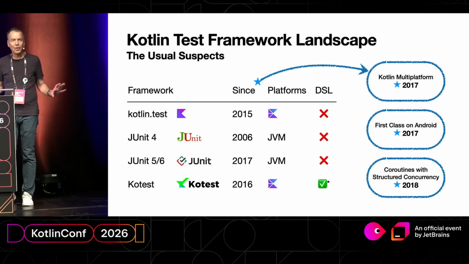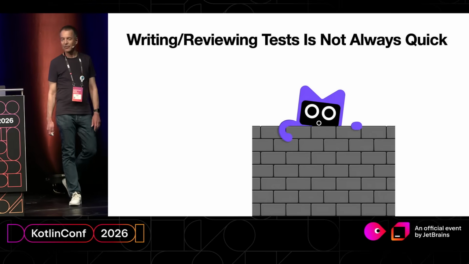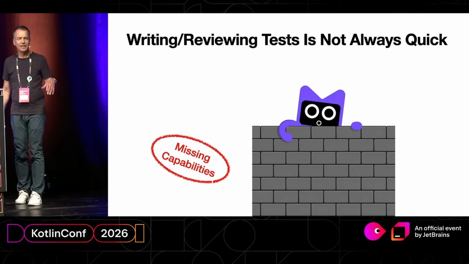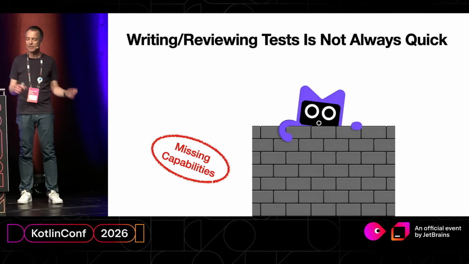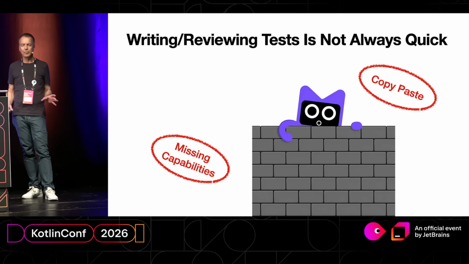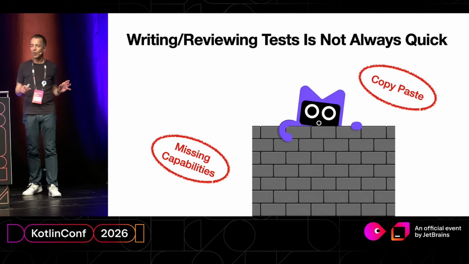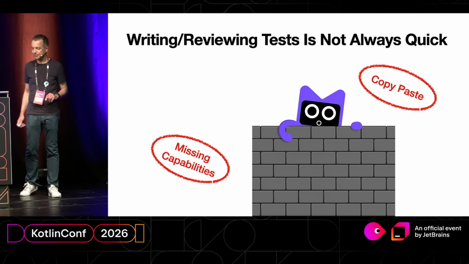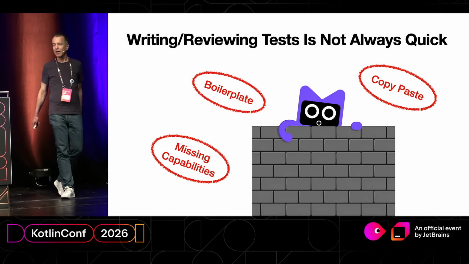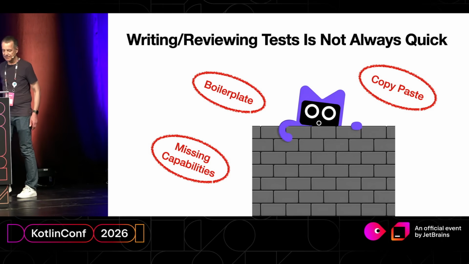So why not continue to use these traditional tools? What could possibly go wrong? It turns out writing and reviewing tests with these old tools is not always quick, because sometimes capabilities are just missing that we might expect in a test framework. We'll get to this a bit later. There's also a lot of copy-paste with test frameworks, especially with Kotlin test, where we have no method of parameterizing anything. And there's lots of boilerplate. These old test frameworks are quite verbose, way more verbose than what we're used to when we use Kotlin DSLs.